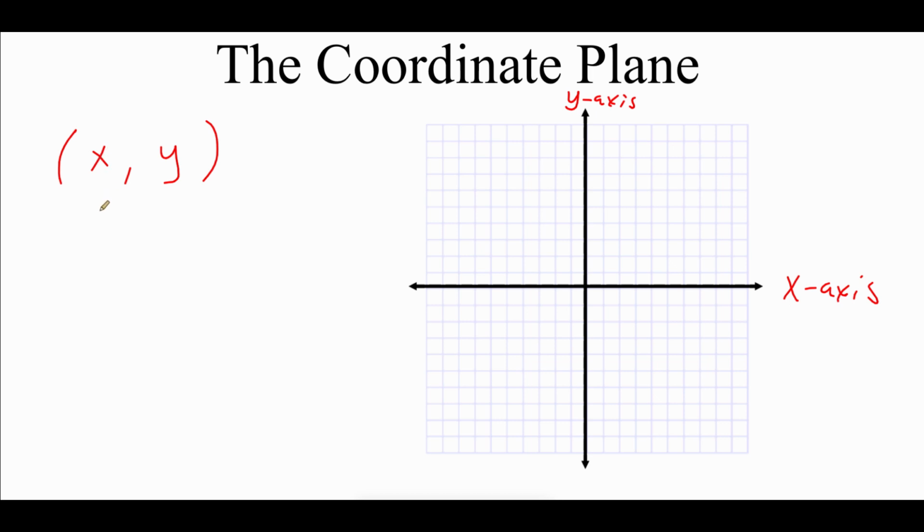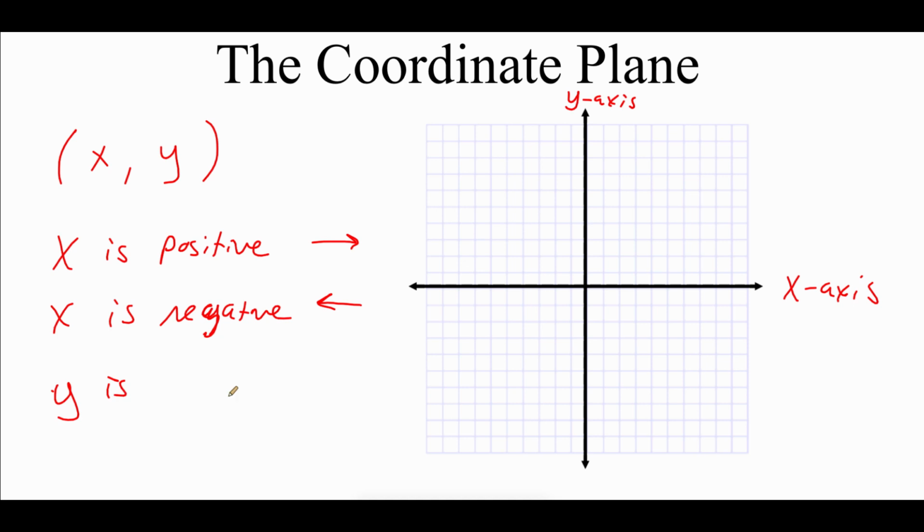Now, x values, since the x-axis moves horizontally left and right, will move you left and right. If your x value is positive, that means you're moving to the right, but if your x value is negative, then that means you're moving to the left, however many spaces. Your y-axis goes up and down. So if your y is positive, that means you're moving up a certain number of spaces. And if your y is negative, that means you're moving down a certain number of spaces.